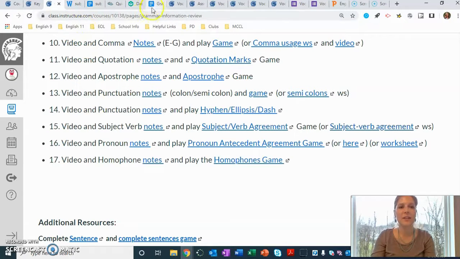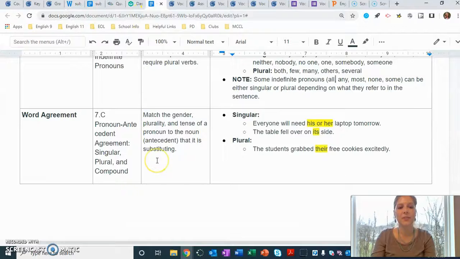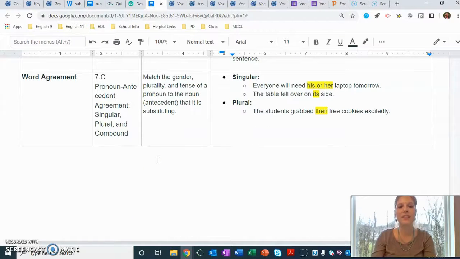Alright, up next, we have pronoun antecedent agreement. Same idea as subject-verb agreement, where you are trying to match the plurality, and you also want to match the gender in this case. So a pronoun is a word that stands in for another noun. So you're not always restating the person's name or whatever you're talking about.